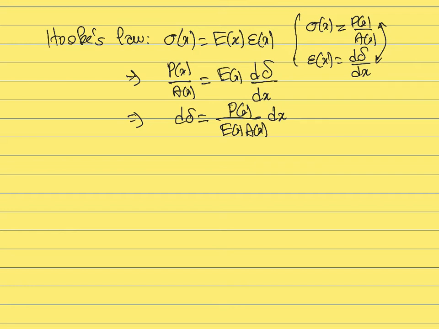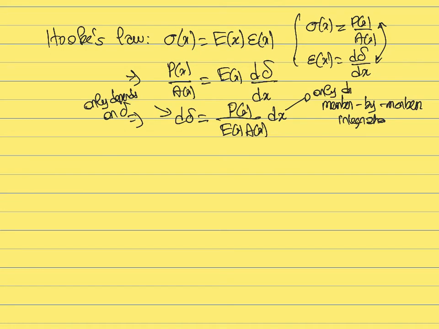This is an equation that we can solve by doing a member by member integration. Why can we do that? Because we have a relationship where on the left side, we have a member that only depends on delta, the elongation, and on the right side, we have terms that only depend on x. So because the right side only depends on x and the left side only depends on delta, we can do a member by member integration.